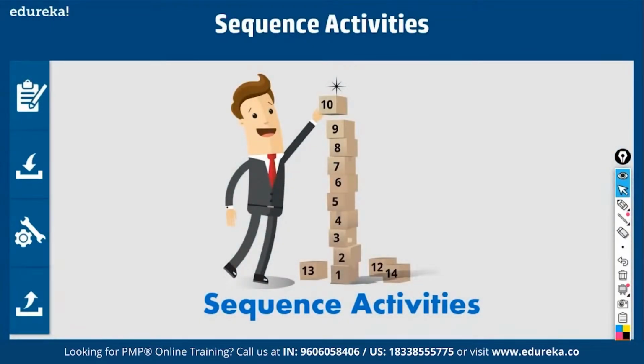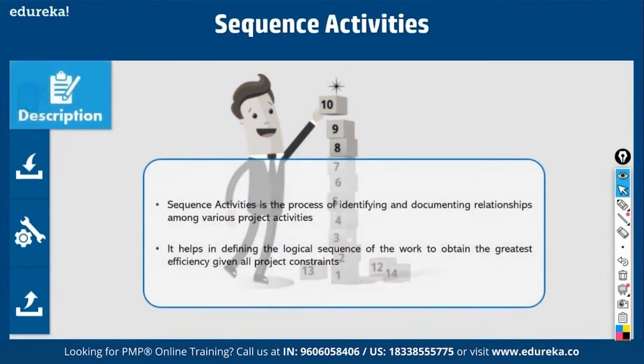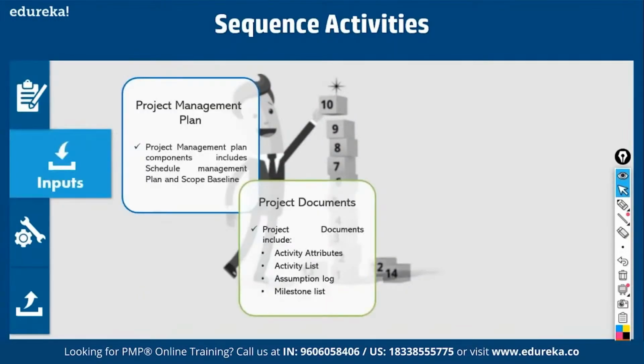So what do you do here? You create network diagrams. Okay, that is what I told you, isn't it? So this is a process of identifying and documenting relationships among various project activities. The project management plan tells you how to decompose the scope baseline into activities and how to sequence them. So what are the project documents you require? You require a list of activities to be sequenced, their activity attributes, and the assumptions and milestones.